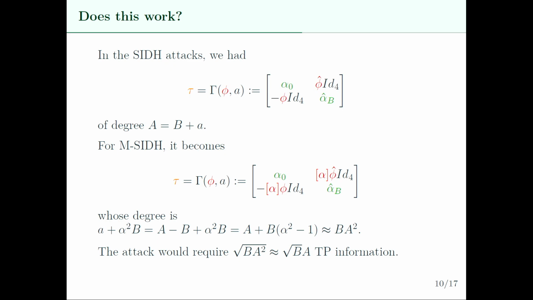So if you really want to know the degree of this thing, which means you are no more considering only the points of order B, then if you compute the determinant of this matrix, it should give you something like A plus alpha square B, which is roughly B times A squared. So the degree of this new higher dimension isogeny is B times A squared. So if you really want to break it with the Castryck-Decru attack, then you need about the square root of this amount of torsion points, which means you need about the square root of B times A torsion point information, which is something that is not provided.